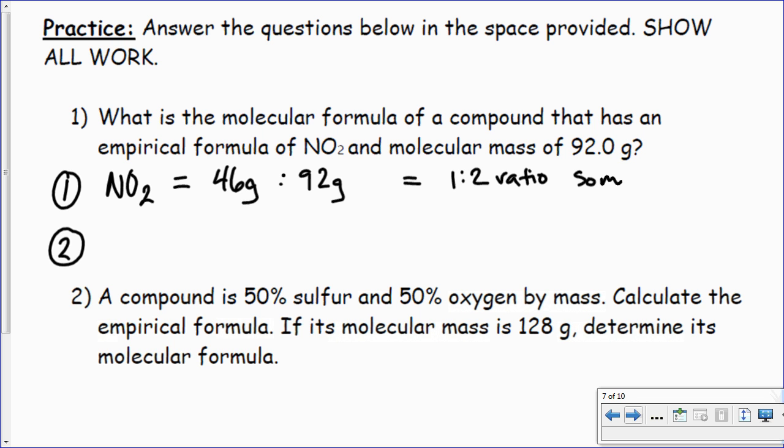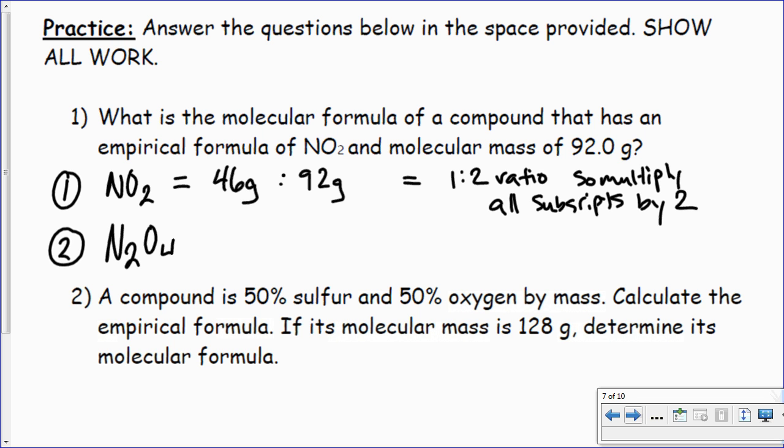So we multiply all subscripts by 2. So in the original NO2, we're going to multiply everything by 2, N2O4. Okay. So that was a pretty straightforward one because it started towards the end of the process.